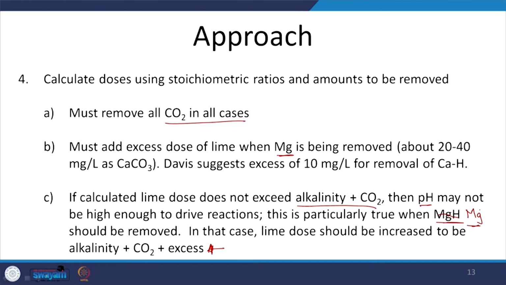Why? As I told you, magnesium will be removed at relatively high pH, around 11.5. So, the pH has to be increased considerably. That is why you are adding this excess. That is something to keep in mind. So, let us move on.